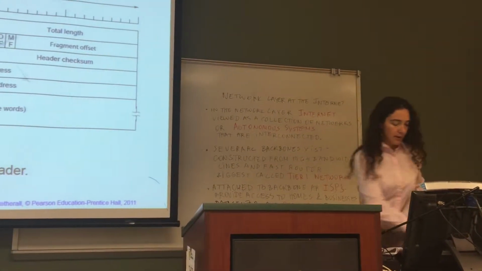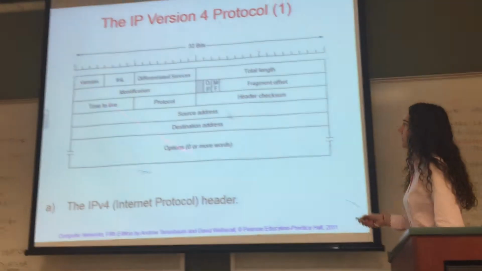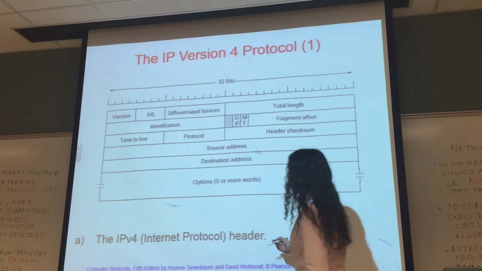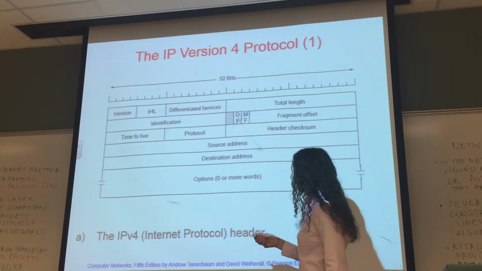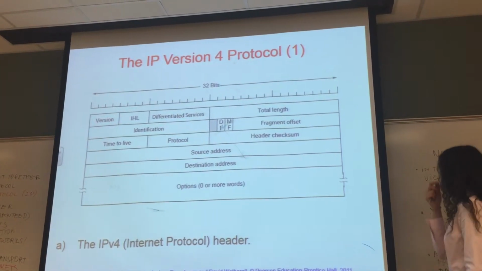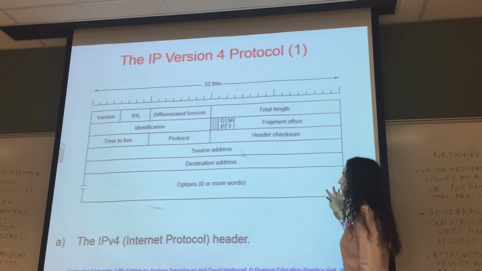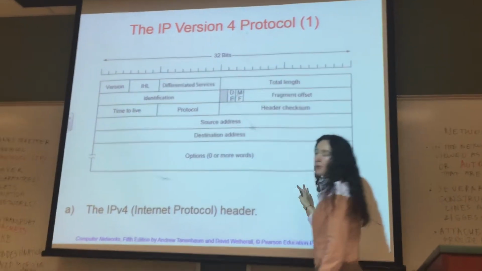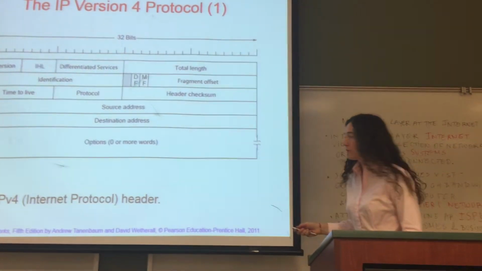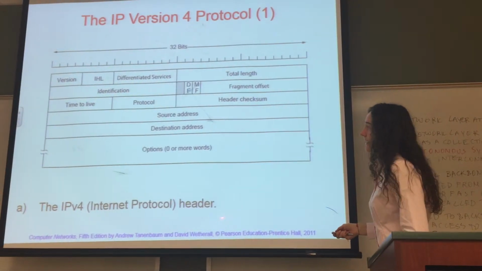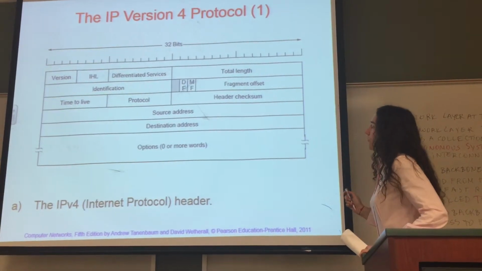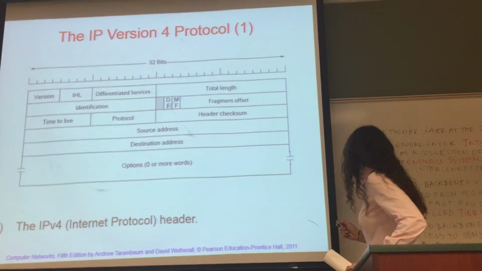layer, and we attach this header to the message. This is the Internet Protocol header for version 4. As soon as we attach this in front of the message, it is now called a packet because it contains the Internet Protocol header. So what does this header contain?